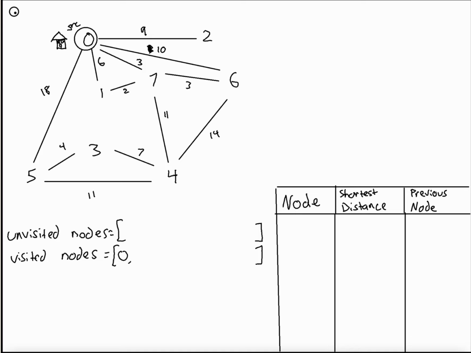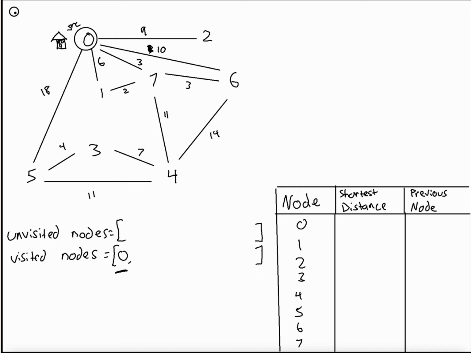So yeah, we start at 0, so we can include that in our visited nodes. I'm just going to do all of the nodes here. So we've got 0, 1, 2, 3, 4, 5, 6, 7. Should have done this beforehand. Anyway.